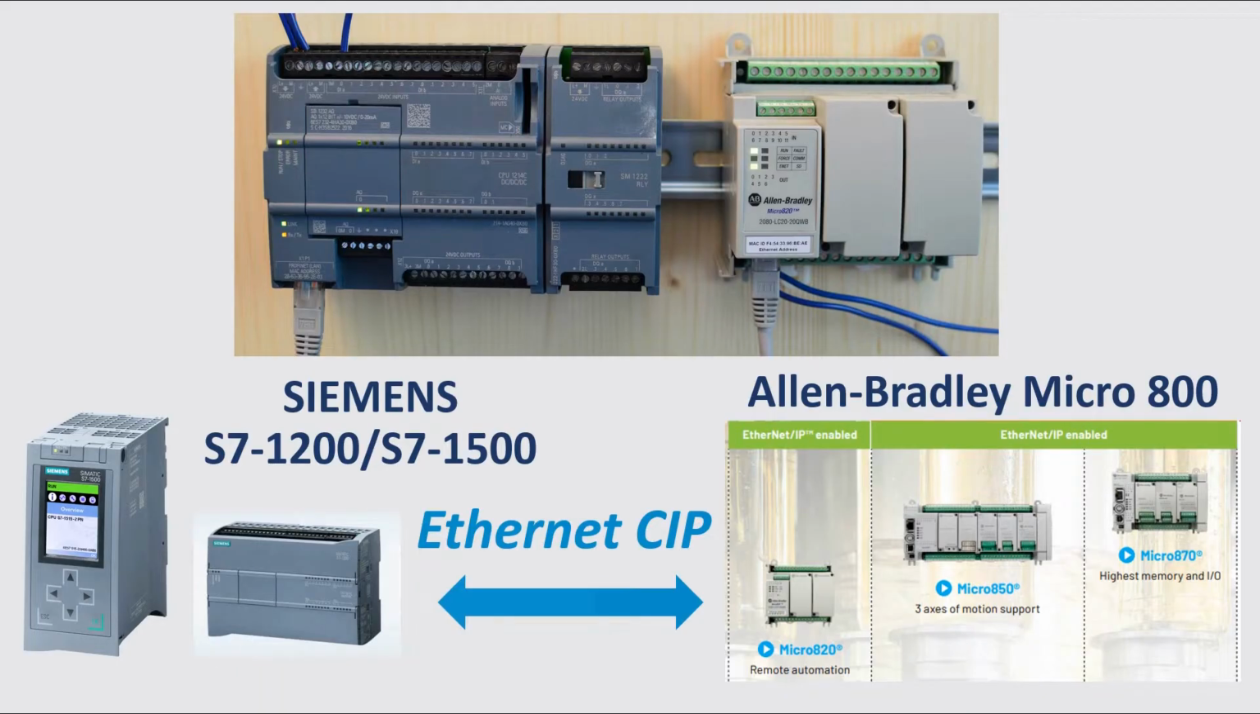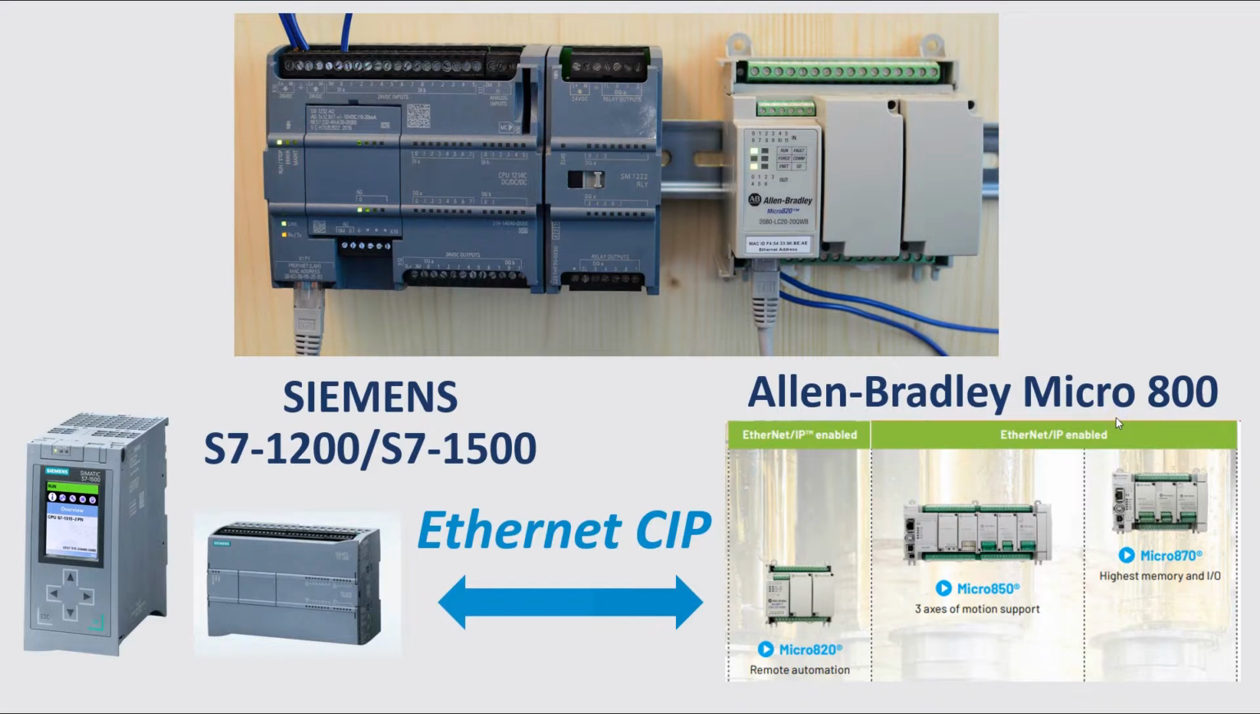Hello everyone, in this video I'd like to demonstrate how we can set up the Ethernet CIP communication between Siemens S7-1200 PLC and Allen Bradley Micro800 PLC. In this test I will use a Siemens 1214 controller, and on the Allen Bradley side I will use a Micro820 controller. The Siemens 1200 series controller and Allen Bradley Micro800 series controller are widely used.